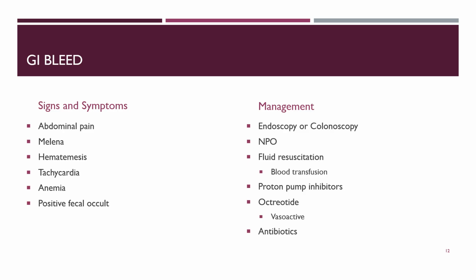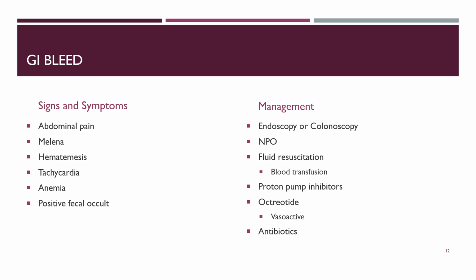So again, signs and symptoms: melena, hematemesis, and we're going to see signs of hypovolemia, right? So tachycardia, they might be hypotensive, anemic, so low H&H. They'll have abdominal pain. And then a positive fecal occult. Fecal occult just tests for blood in the stool. It could be from hemorrhoids, it could be from an upper GI bleed. It's not very specific, but it lets us know that there's some bleeding in there somewhere.